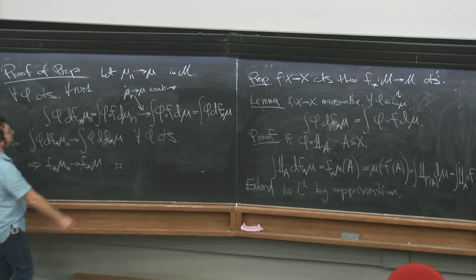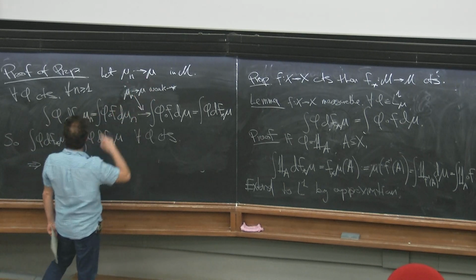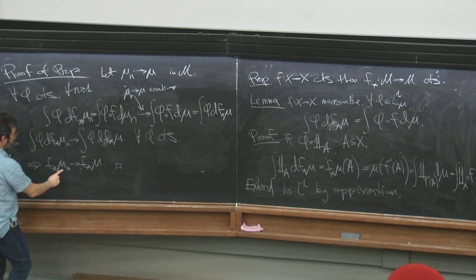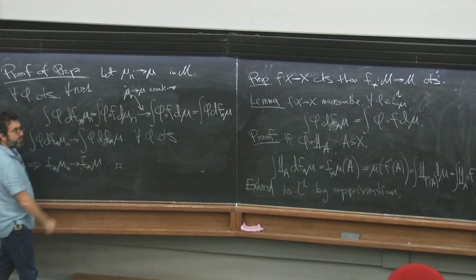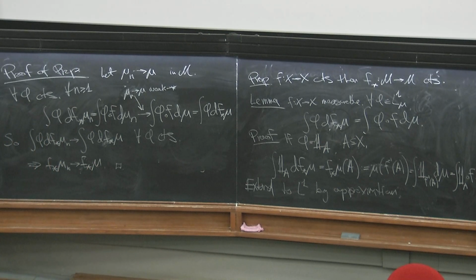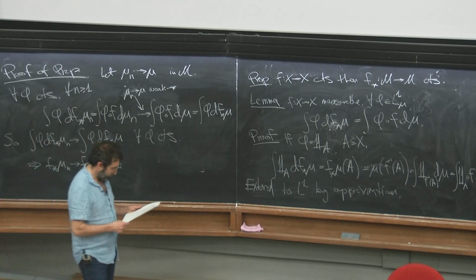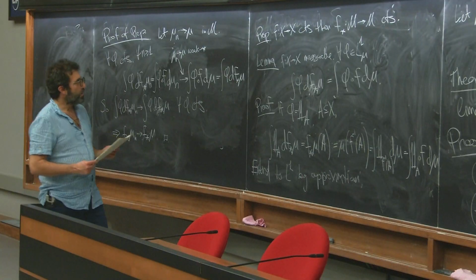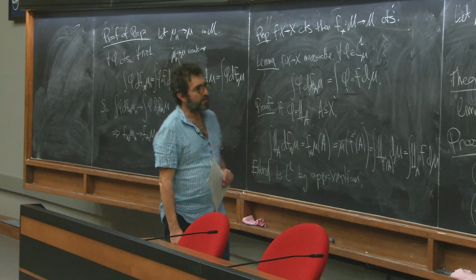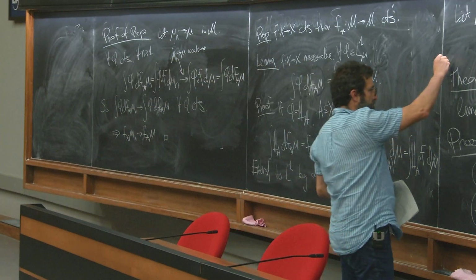So we've assumed that mu n converges to mu, and we conclude that f star of mu n converges to f star of mu, which is the definition of continuity. Okay, so this completes the proof of this theorem.